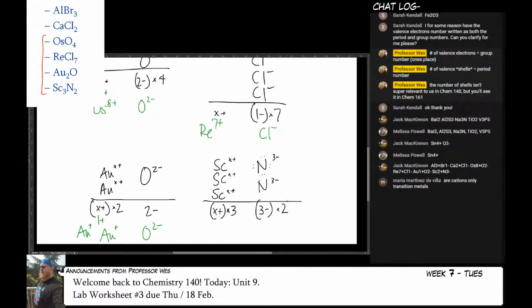Cations are only transition metals. Or, I'm sorry, transition metals are only cations. Cations could be transition metals, or they can be elements in groups 1 or 2 or 3A.